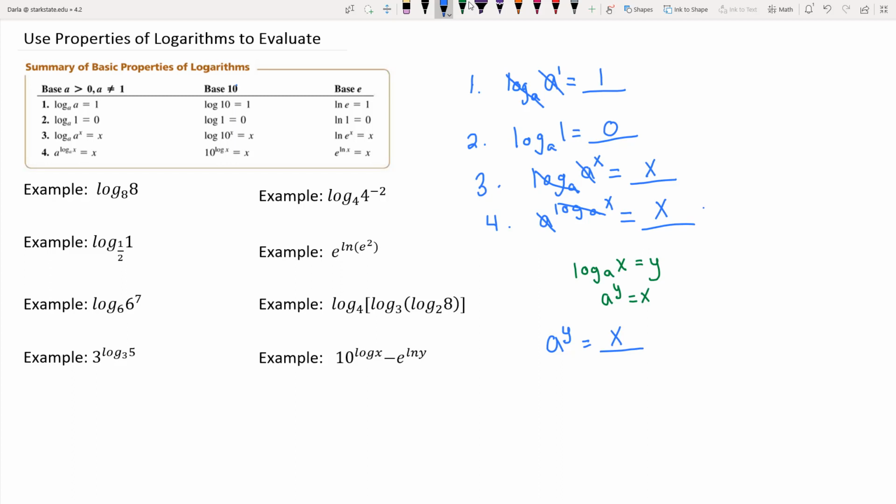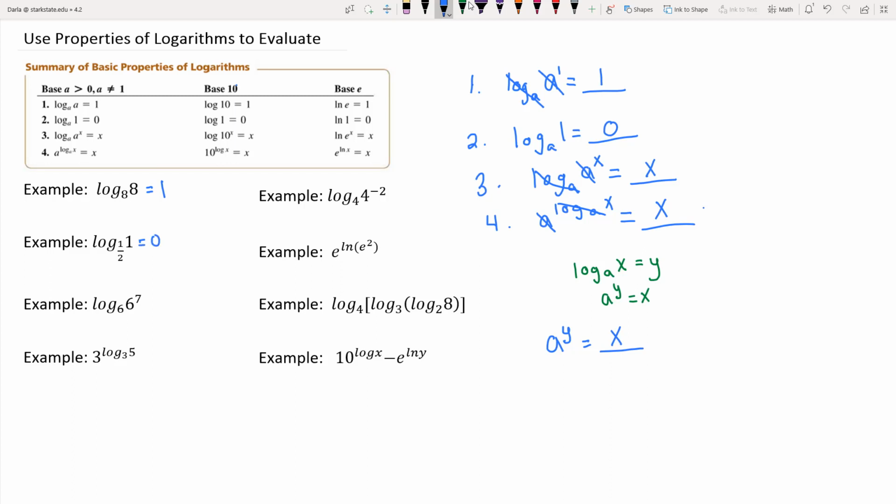So if I put those properties into motion as far as examples, this is kind of how I go through. If I have log base 8 of 8, I know that's going to be equivalent to what? 8 to what power gives me 8? The answer is 1. And then if I have log base half of 1, half to what power gives me back 1? I know that to be 0.